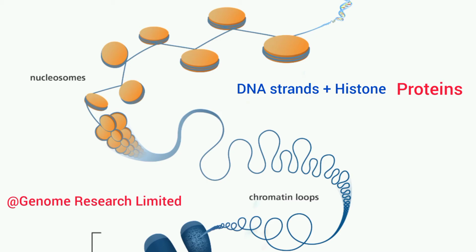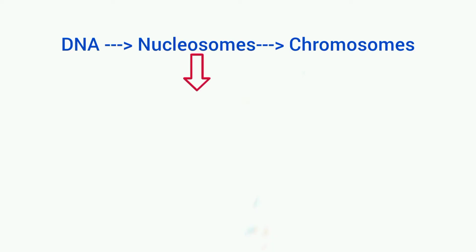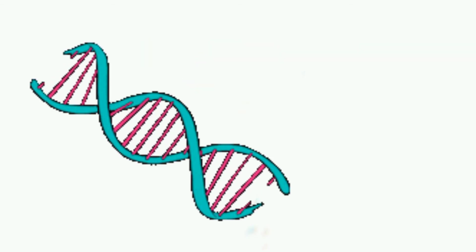And so when they further unwind, they are going to form a double helix structure we call the DNA, deoxyribonucleic acid, as you can see. So the DNA forms the nucleosomes and then they form the chromosomes. The nucleosomes themselves are divided into the DNA and histone proteins. You have to keep those things in mind.